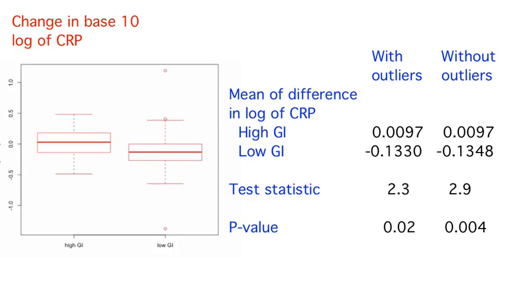The test statistic is a little bit larger when we don't have the outliers in the data. This happens because without the outliers, the variability in the low GI group is less. And as a result, with the lower variability, we have a little bit more power, so we're more able to detect differences between the groups, and we have a smaller p-value as a result.